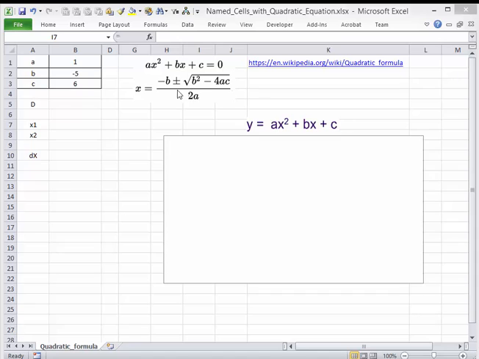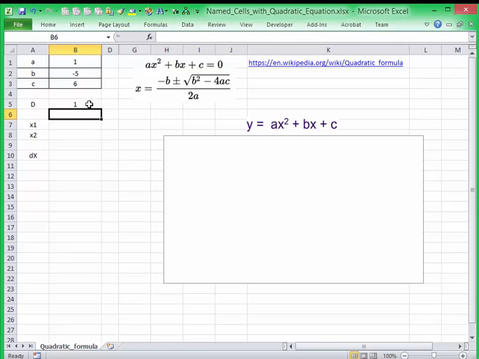Solutions are given by the following formula. The expression under the radical is called the discriminant and denoted by capital letter D. Let's start with the calculation of the discriminant. Mostly people will use the usual way to create formulas in Excel. However, this formula is long and hard to read.